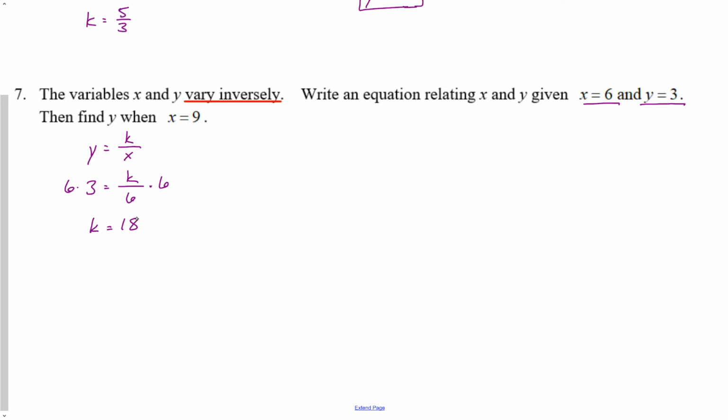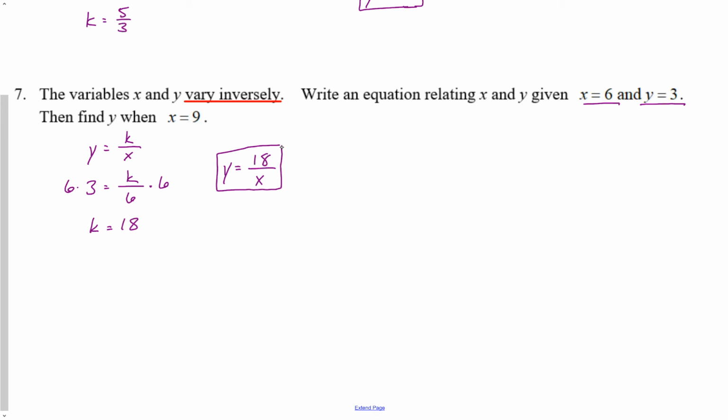Once you have the constant of variation, it's time to write the specific equation for this problem, which in this case is y equals 18 over x, because again, this is inverse variation. We have to use that form of the equation and replace k with the value that we found.